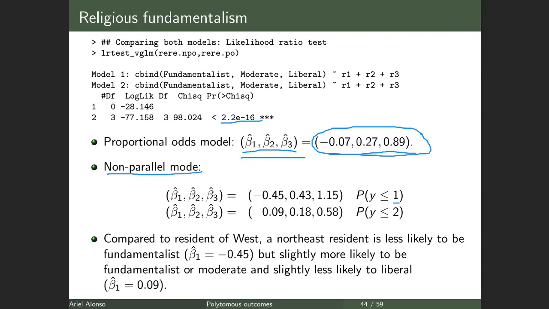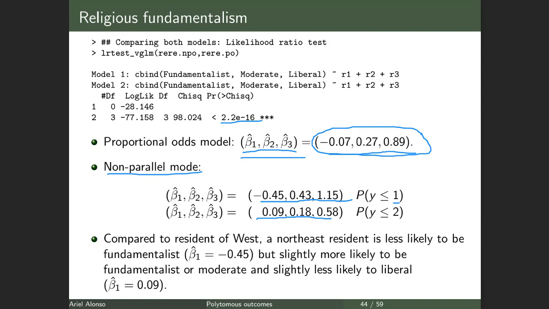So these will be the coefficients when you consider j equal to 1, and these will be the coefficients when you consider j equal to 2. Now, we have seen that you can do this. You can assume the non-proportional model, and then this is the model fit you get.